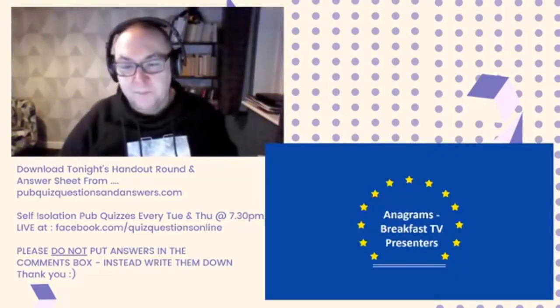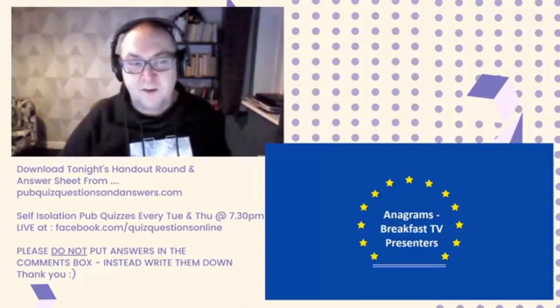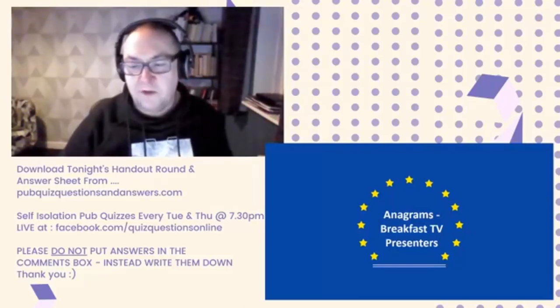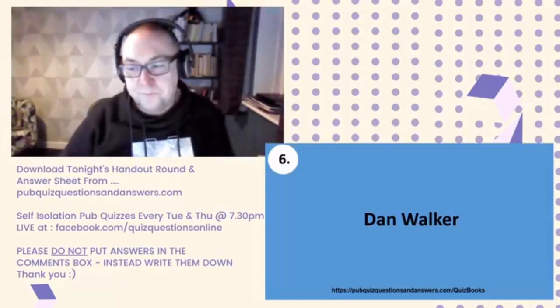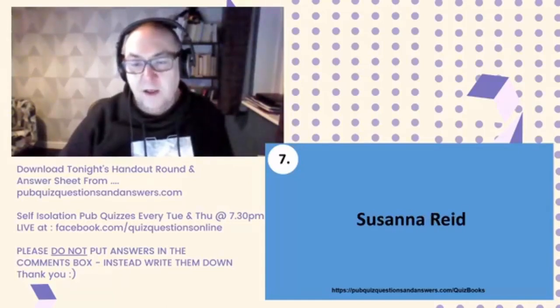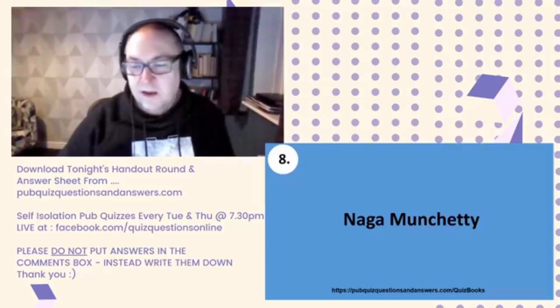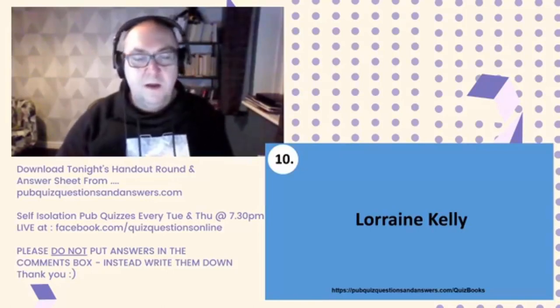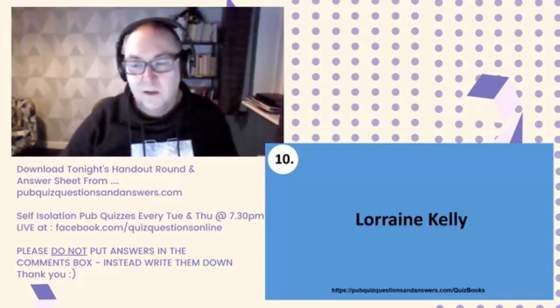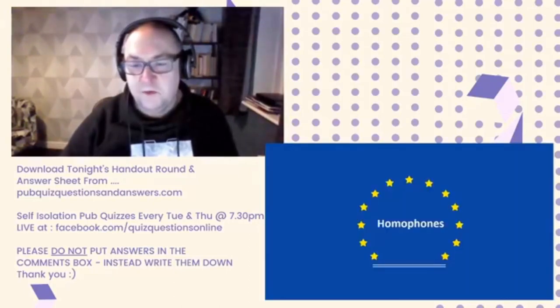We'll keep things moving. Anagrams of breakfast TV presenters, past and present. Number 6 was Dan Walker. Seven, Susanna Reid. Eight, Naga Munchetti. Nine was Piers Morgan, and ten, Lorraine Kelly. Keep adding your points up, guys. A point each for this round.